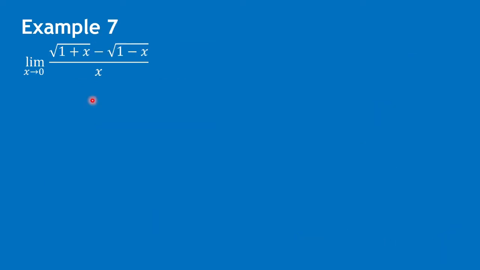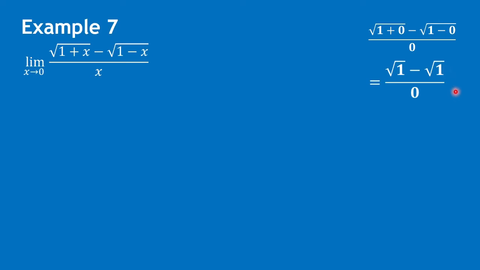For our last example, let's say we have the limit of the square root of 1 plus x minus the square root of 1 minus x over x as x approaches 0. Showing that this would be 0 over 0, we have to substitute 0 to the variable x. The square root of 1 minus the square root of 1 is 0 over 0.